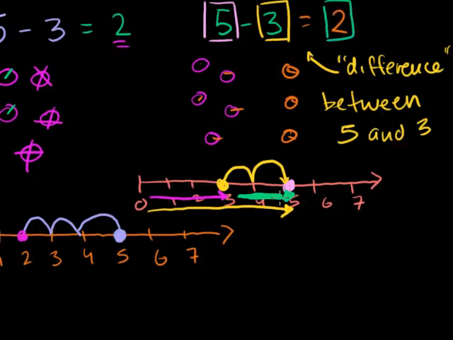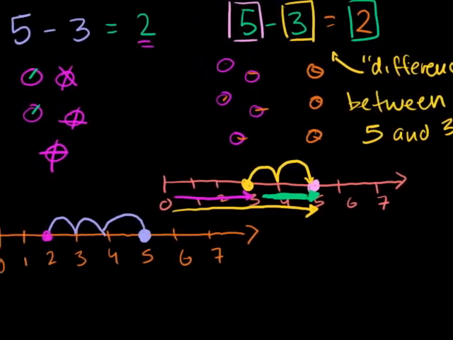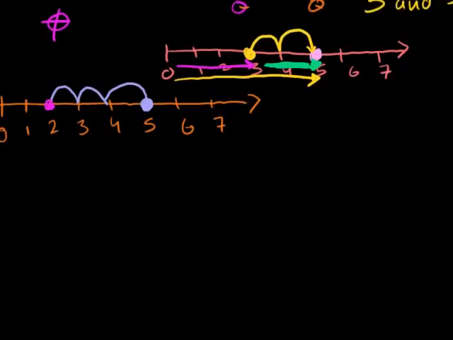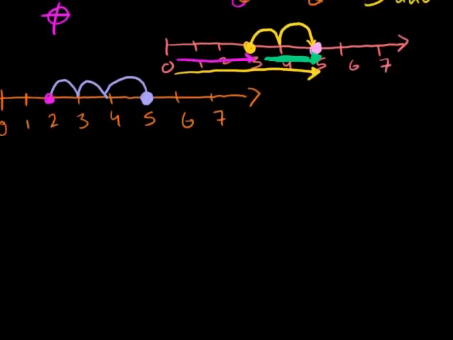And I want to make this difference between subtraction and difference at least reasonably clear to you, because these are two different ways of viewing subtraction, but it ends up being the exact same operation. You're going to get the same answer regardless of which way you think about it. Now, let me do different numbers. Let me do 7 minus 4.